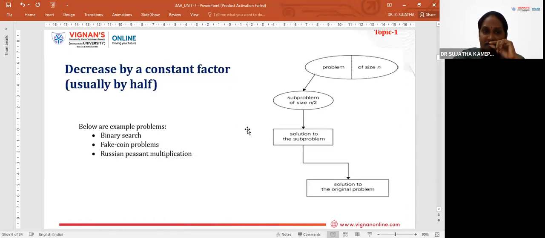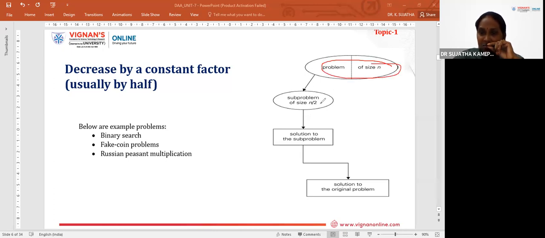Now coming to the second variation, decrease by a constant factor. Usually we consider that constant factor as half. This technique suggests reducing a problem instance by the same constant factor on each iteration. In most applications, this constant factor is equal to 2. Reduction by a factor other than 2 is especially rare. Here you can see the initial problem size is n.